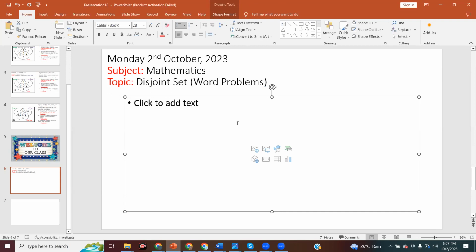First of all, we mentioned it in class before, but can anyone remember what we mean by disjoint sets? When it's not connected. When it's not connected. Very good. For disjoint sets, there is no intersection, no overlapping area.